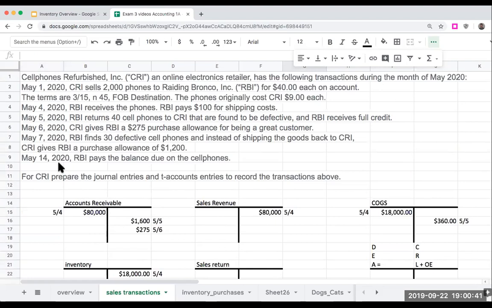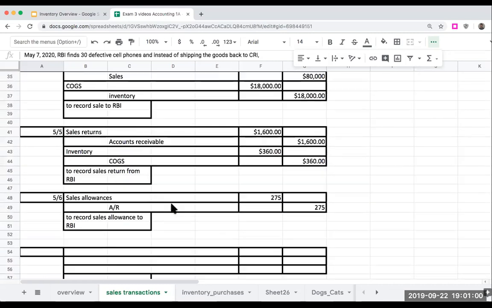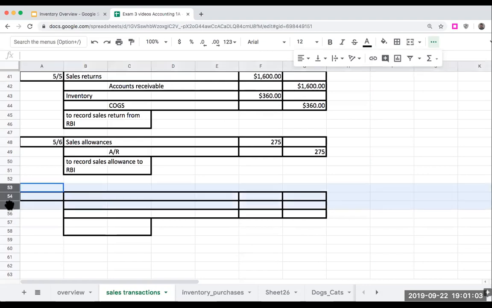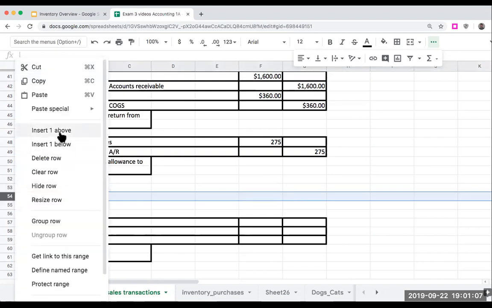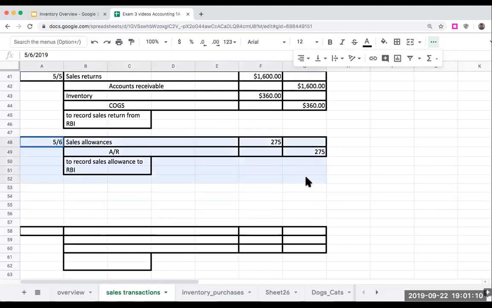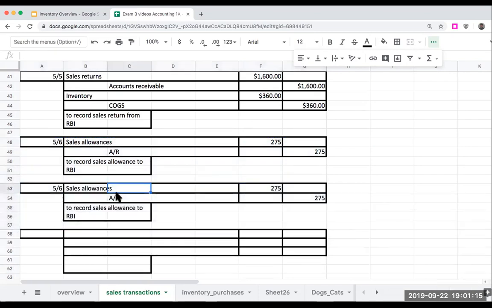Okay, so we've got another one here. RBI finds 30 defective cell phones, and instead of shipping the goods back to CRI, CRI gives RBI a purchase allowance of $1,200. So here we have another sales allowance. Let me just add this in right here. So over here, we've got another sales allowance.